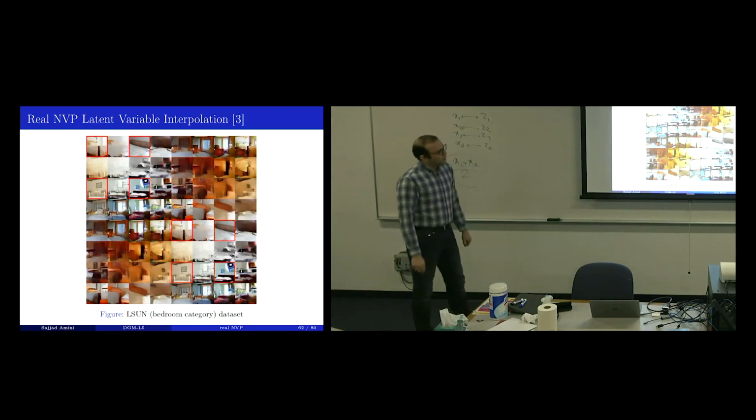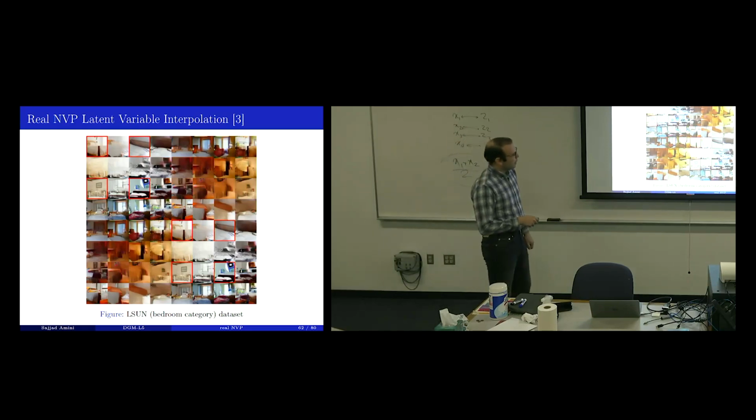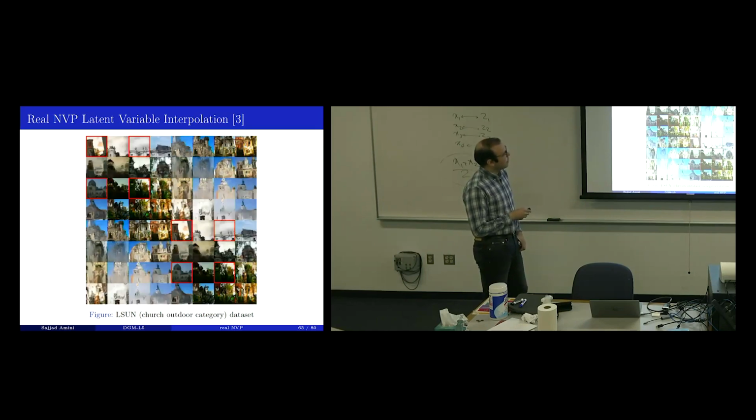This is another example for the data set of bedrooms, and you can see similar things happening here. It means that interpolating the latent is more understandable than interpolating the data itself. This is for church images.